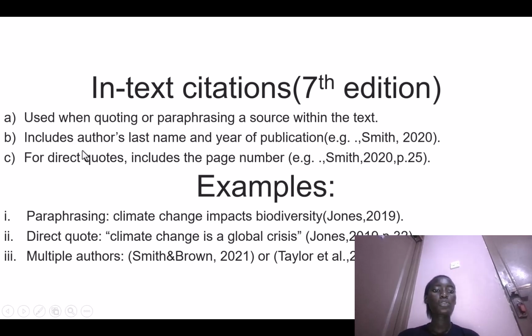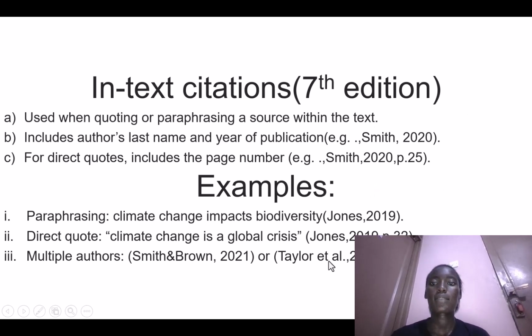It also includes the author's last name and year of publication, e.g. that's a sample of how we do the in-text citations: Smith, 2020. We also have direct quotes. For direct quotes, we include the page numbers, for example, how this is written. So they have specific ways of writing them, and you should also be updated on that.